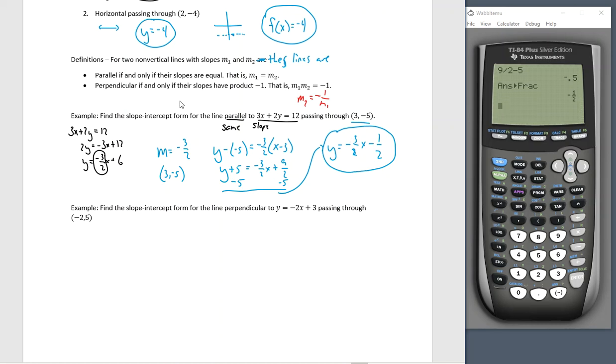All right, last one. So it was longer than 2 minutes, my bad. Find the slope-intercept form for the line perpendicular to y = -2x + 3. So we're given a slope of -2. If I want it to be perpendicular, I will change the sign and flip the fraction over. So now I have a slope of a positive 1/2 and the given point, (-2, 5), and I could once again write the point-slope formula.